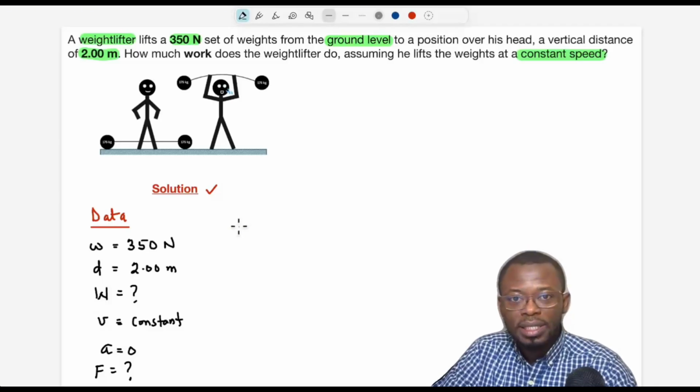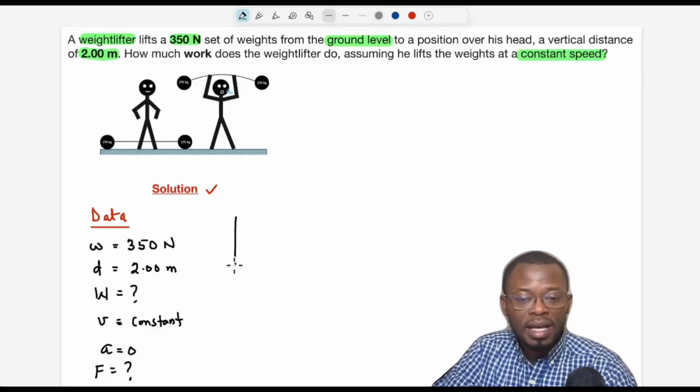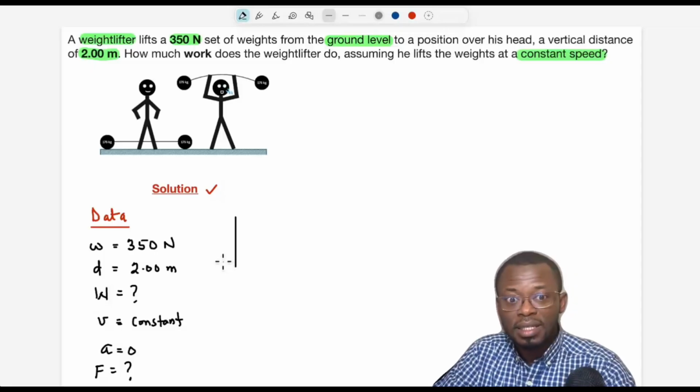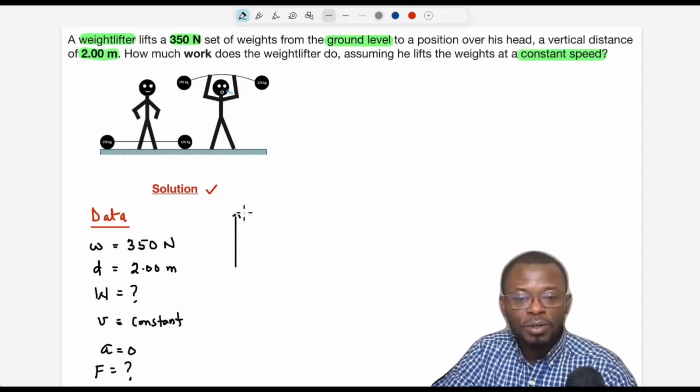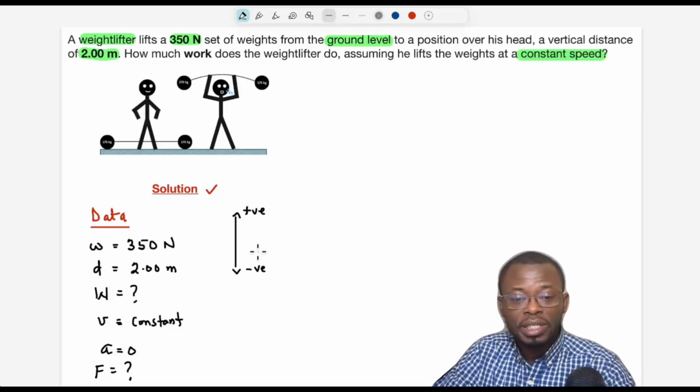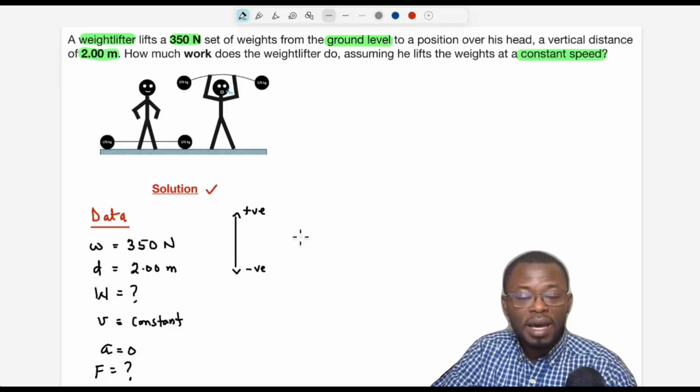So with our coordinate system, I'll go with the vertical axis because all the forces in this case are vertical. So I'll go with any forces pointing upwards to be positive and any forces pointing downwards to be negative. In the horizontal direction, however, we do not have any motion of the weight in that direction, so we can simply ignore that. So if I represent the weight's center of mass as a point particle, we have the weight of these masses pointing downwards, so that is given as W, 350 Newtons, right?